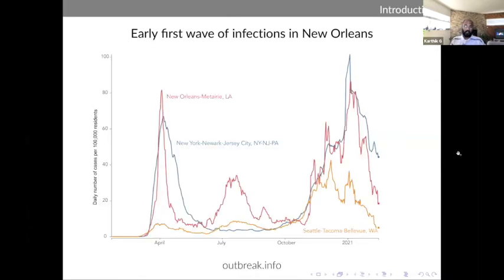So New Orleans had a first wave of infections that both started early and progressed very rapidly. Here I'm showing you the number of daily COVID-19 cases normalized by population of New Orleans and two other metro areas, New York and Seattle. As you can see, the New Orleans peak was both early and quite significantly higher compared to other metro areas. I pulled this plot out from Outbreak.info that Laura talked about in the morning.